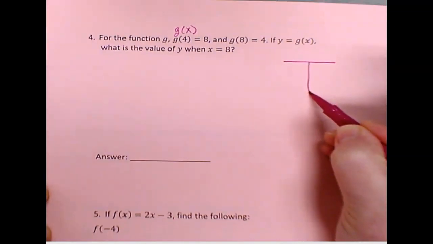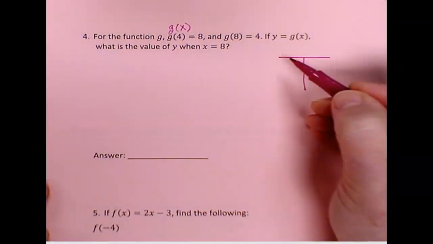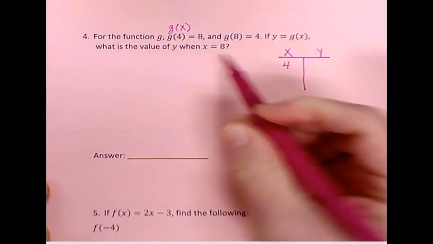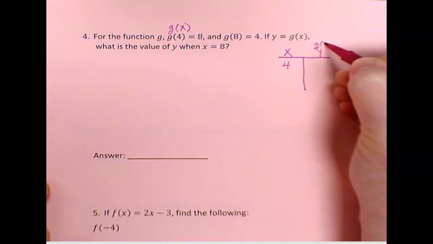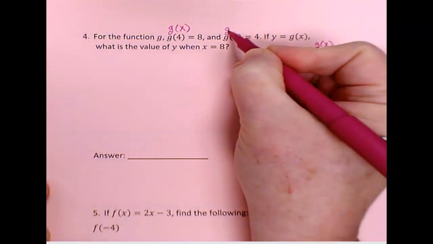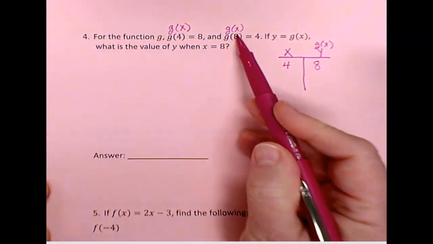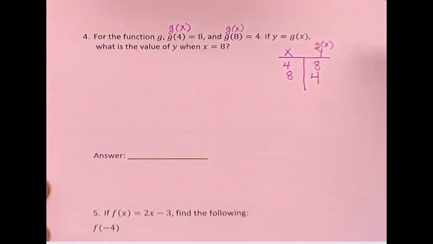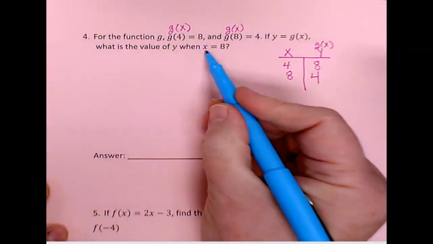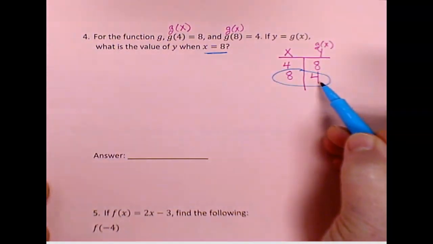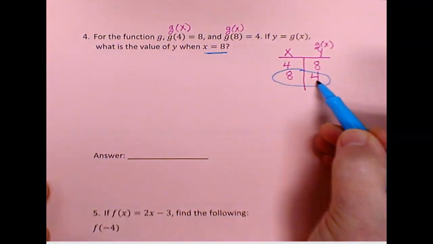So I'm going to convert the information given in this problem to a table. When x is equal to 4, y, or g of x, whichever one you want to call it, is equal to 8. And if the x is equal to 8, the y is equal to 4. Now that we have it in a table format, when x is equal to 8 is right there on my table. When x is equal to 8, what's y equal to?